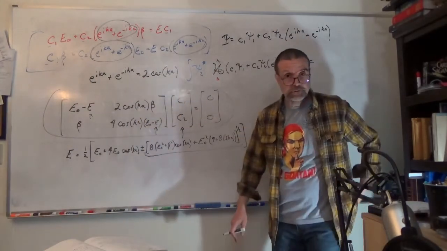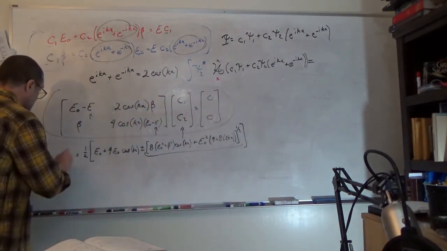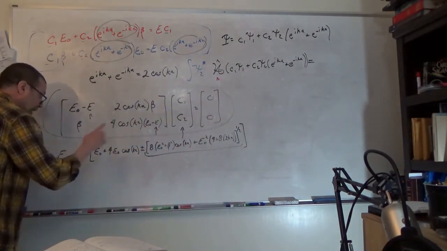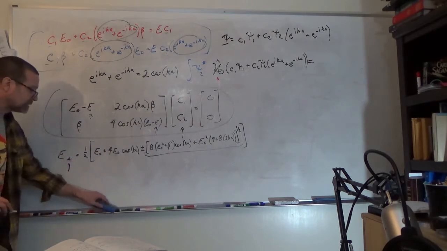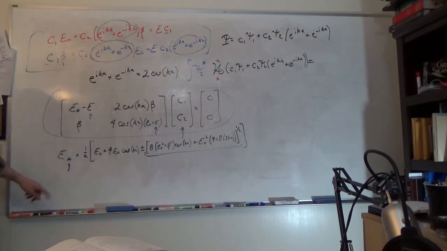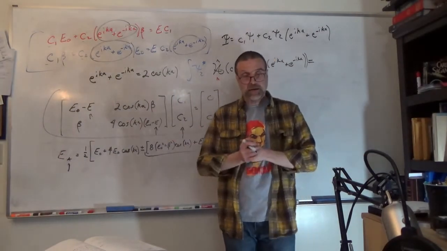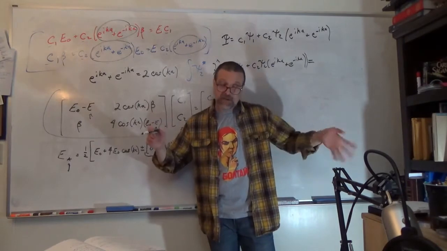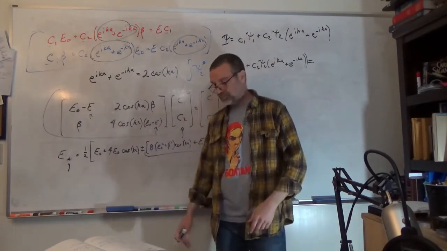So these are our two eigenfunctions, and our eigenvalues are now indexed by the value of k, and this value of k ranges from minus pi over a to positive pi over a.